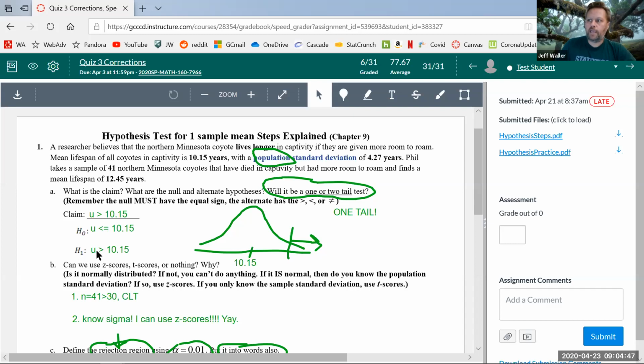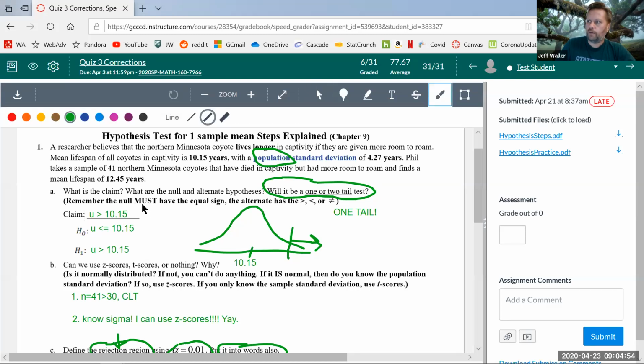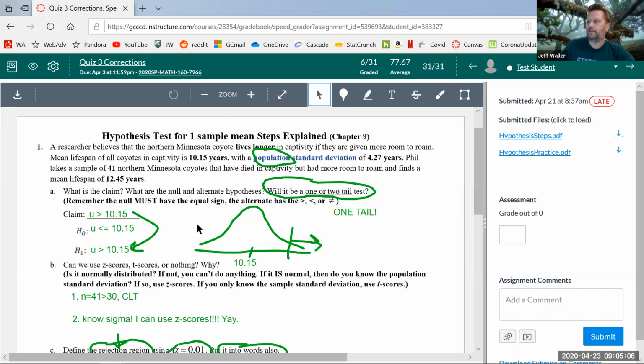Why did we put that claim into H1? Why did we do that? That's exactly it: because it doesn't have an equal sign. If the statement has an equal sign, it goes into the null hypothesis, H0. If it doesn't have an equal sign, it goes into H1. And wherever I put it, the other one is the opposite. It just represents the two stances on an issue.